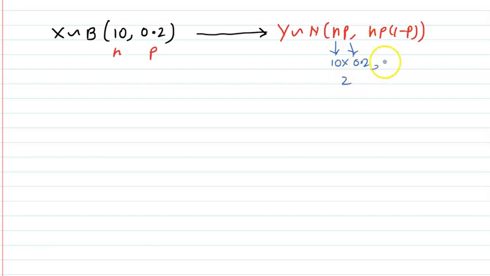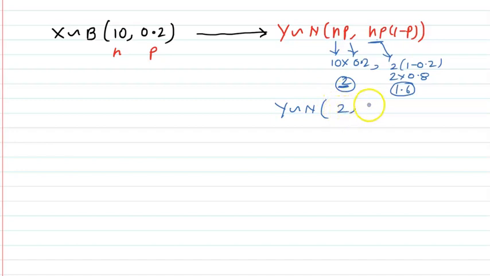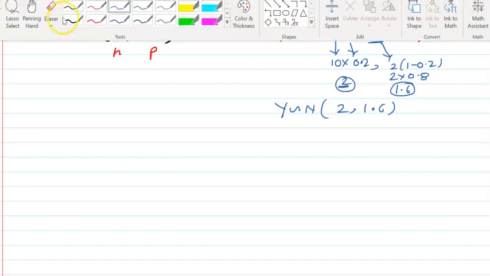Similarly, np we have just found is 2. What is 1 minus p? It is 1 minus 0.2, which means 0.8. 2 times 0.8 is 1.6. So we got 2 and 1.6. Here we can write that y is distributed normally with 2 and 1.6. Is that okay?